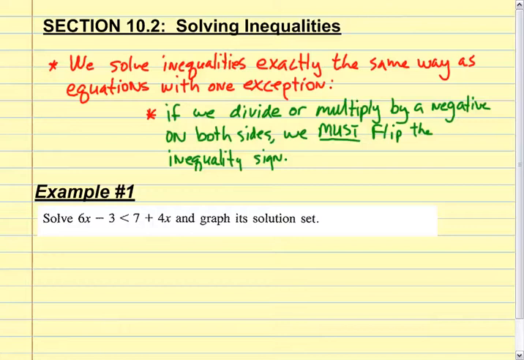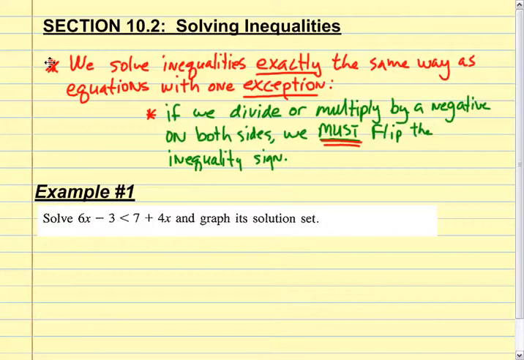Solving inequalities. All right, so here's the thing. First off, big notes here. Let's make sure that we make a note of it. We got it in red right here. We solve inequalities exactly the same way as equations with one exception. Okay? One exception. If we divide or multiply by a negative on both sides, we must flip the inequality sign.